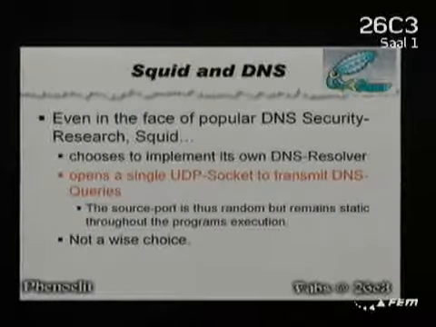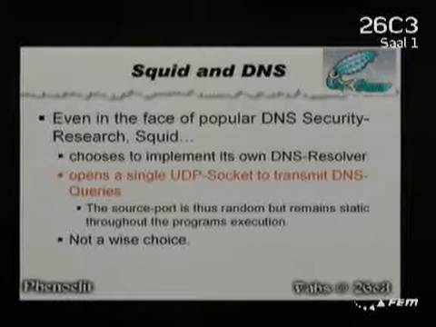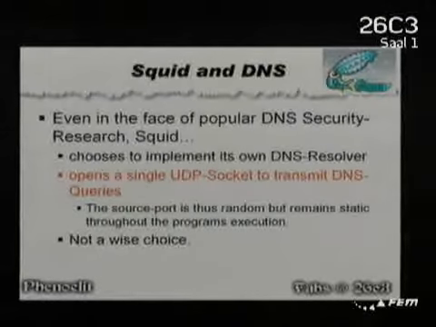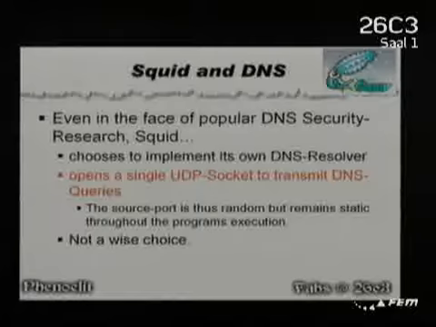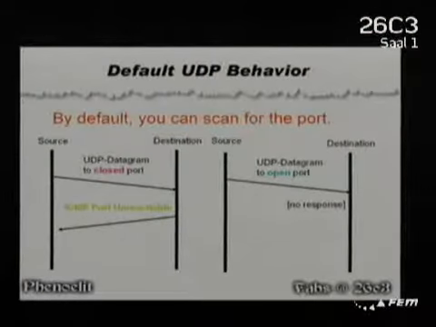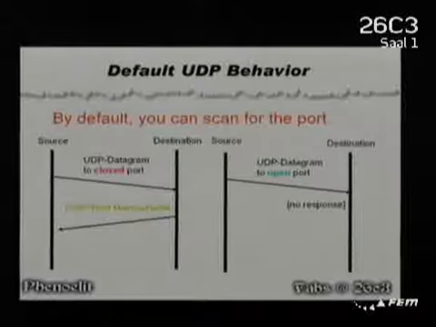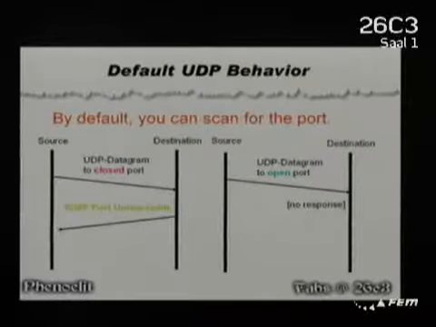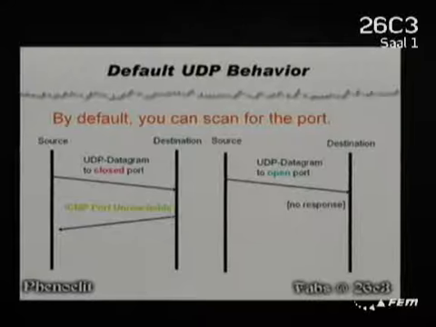So this is a random port. That's nice, but it's static. It remains the same over the entire lifetime of the cache. And that's not a wise choice, because by default you can actually scan for this. If you send a UDP datagram to a closed port, you get an ICMP port unreachable by default. Otherwise, you don't get any response, so you can see whether the port is open or not.